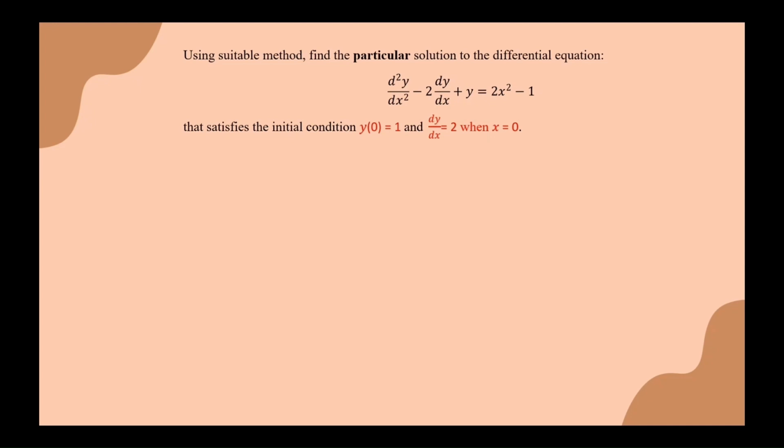So today we are going to discuss the question which is provided in assignment number 1. I would like to begin with section 1, question number 1. Using a suitable method to find a particular solution to the differential equation, which is d²y/dx² minus 2 dy/dx plus y equals 2x² minus 1. Let's satisfy the initial conditions: when x is equal to 0, y is equal to 1, and when x is equal to 0, dy/dx is equal to 2. So now let's look at the solution.